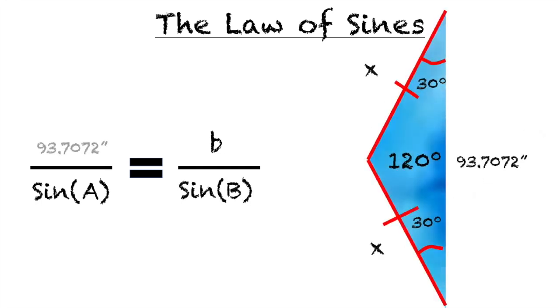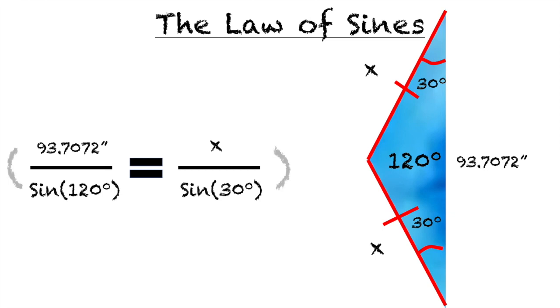Side A is 93.7072 inches, angle A is 120 degrees, side B is x, and angle B is 30 degrees. After multiplying both sides by the sine of 30 degrees and simplifying, we now know that each side of Mario's icy hexagons are 54.1019 inches long.